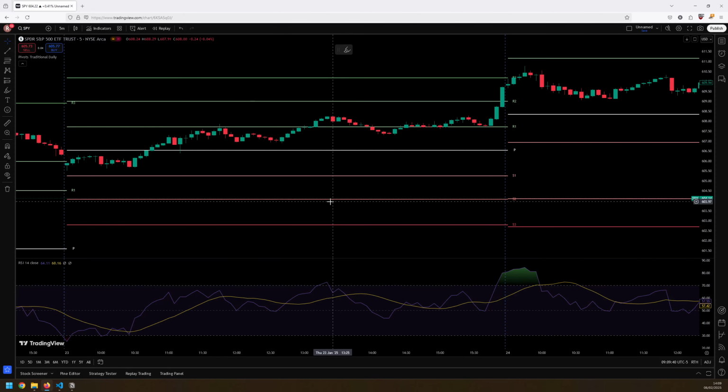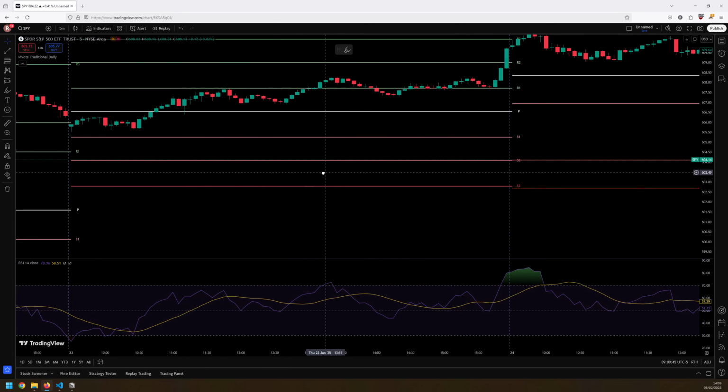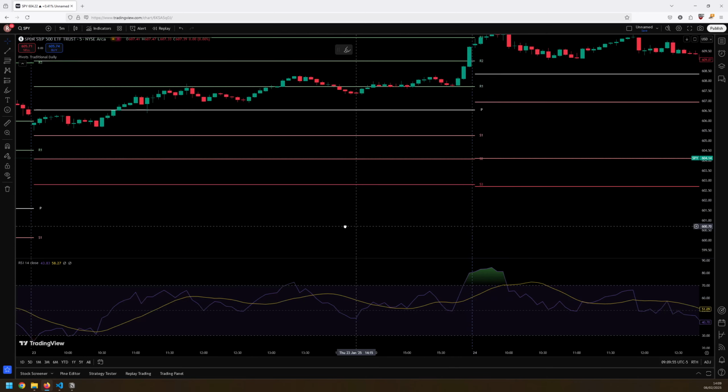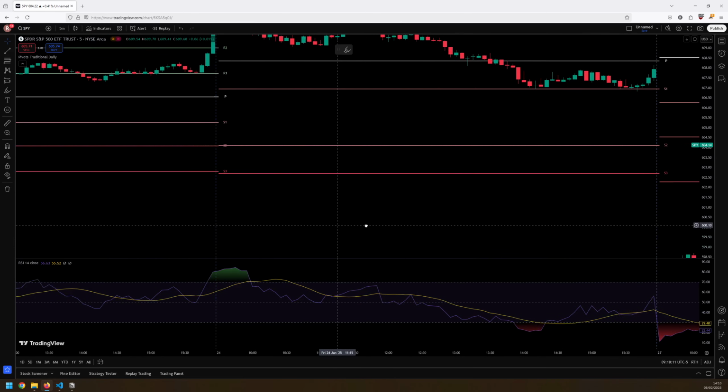I also think the entries could be further optimized by combining the pivot points with other indicators. For example, RSI might be useful with the reversal strategy to identify oversold levels, or a moving average to make sure that you're always trading in the direction of the trend.